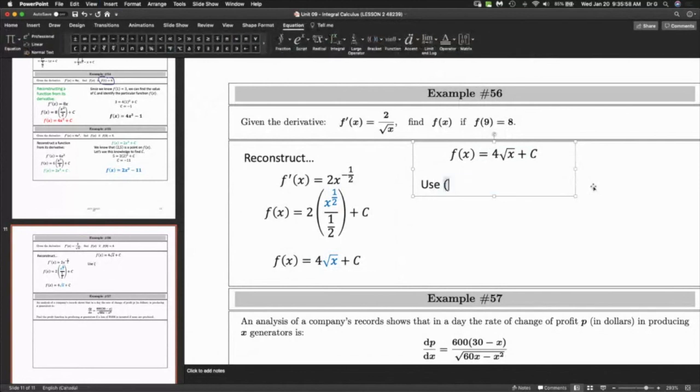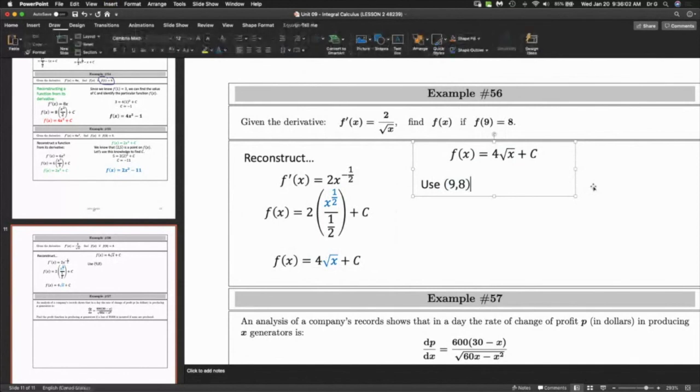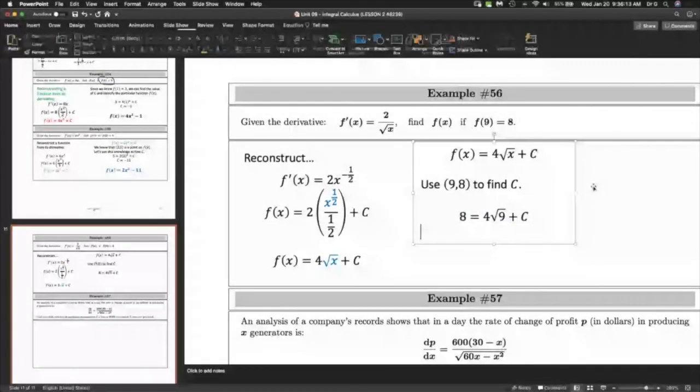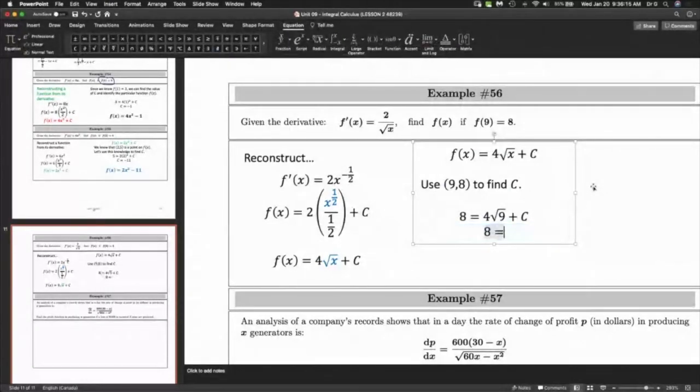So use (9, 8) to find c. We have 8 equals 4 square root of 9 plus c. And then that's 8 equals 4 times 3 is 12. Someone confirm c is negative 4, please.